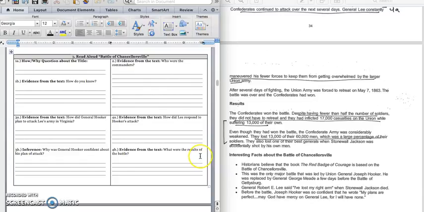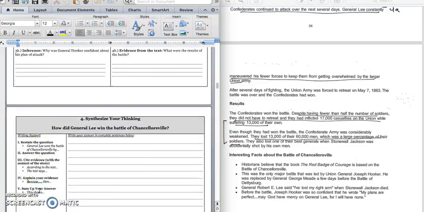Box 4B says, what was the result of the battle? And so we know that the Confederates won, but they lost a significant percentage of their men. We also know that the Union lost more men than the Confederates. So in box 4B, we would write, the Confederates won the battle, but they lost a significant portion of their men. The Union lost the battle, and they lost 17,000 soldiers. Press pause to write down your answer and play when you're ready for the paragraph.